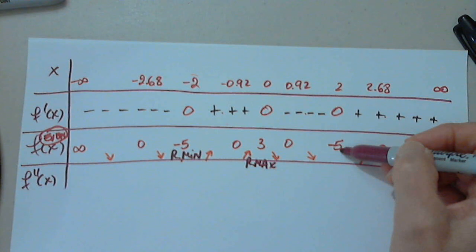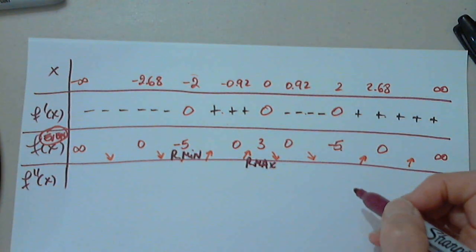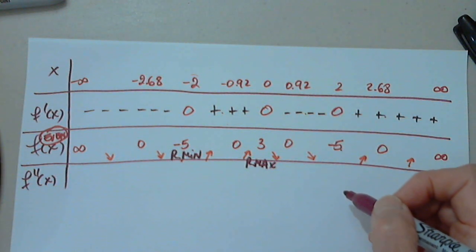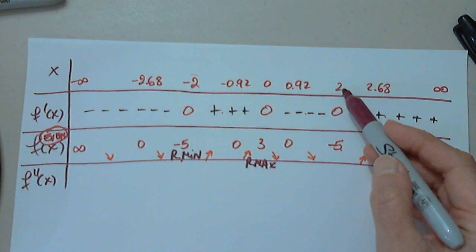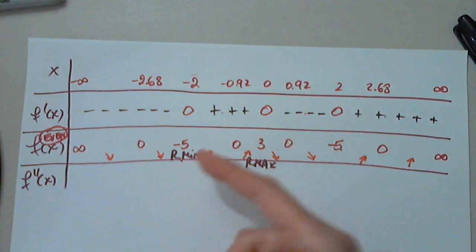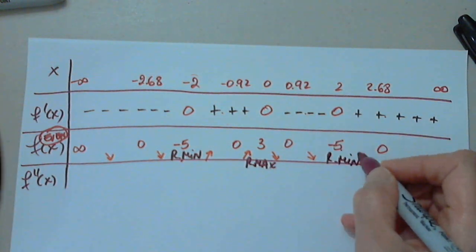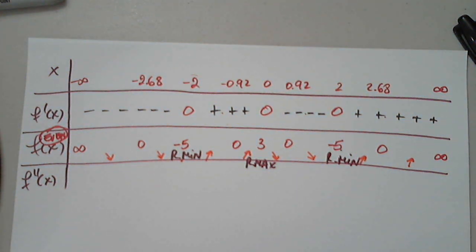2, -5. Anyone? No one has any idea what type of point is 2, -5? Another local minimum? Yes. Local or relative minimum. Awesome.